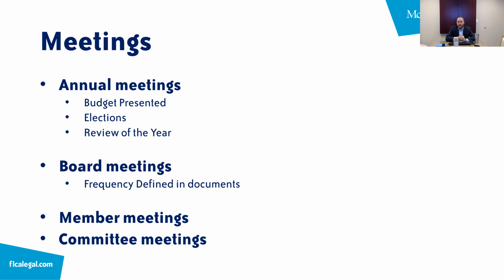So annual meetings, that's your membership meeting. You have to have it once a year. It's typical when your budget's presented. That's usually more towards the end of the year. Maybe if you have a spring meeting, you can have a reminder for everybody as to how that budget was adopted. But really what's going to take place is your election is going to take place at your annual meeting, unless otherwise provided in your documents. And also you're going to do a review of the year.